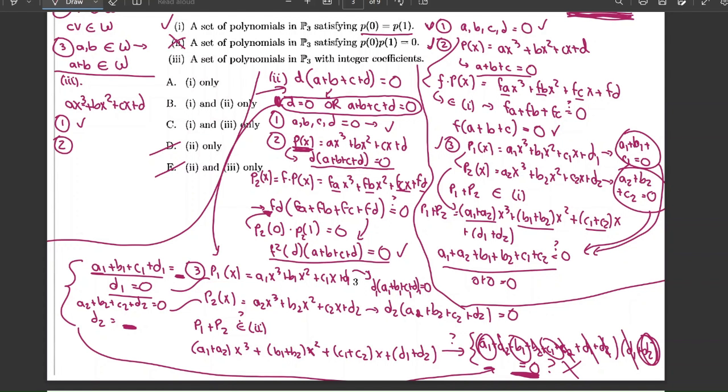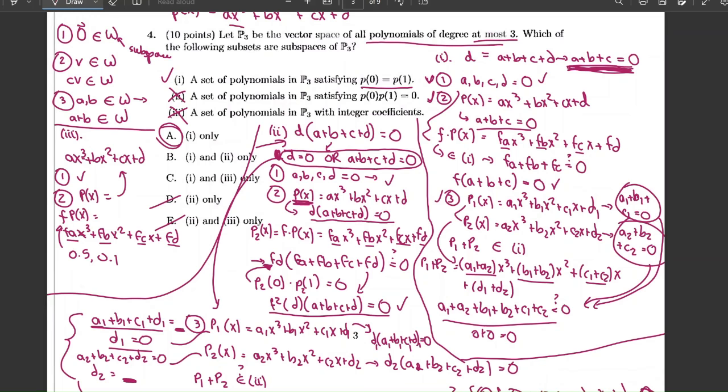If we have scalar multiplication, let's say that p of x equals this, and a, b, c, d are all integers. What if we have some scalar f times p of x? That gives us fa, like I've written before, plus fbx squared plus fcx plus fd. Okay, so are these coefficients integers? Well, not necessarily, because f is just a scalar, so f could be like 0.5 or 0.1 or whatever. It could be a decimal. And this means that fa, fb, fc, fd might not be integers. So in this case, it's not closed under scalar multiplication, so it's not a subspace. So this leaves us with A as our answer.